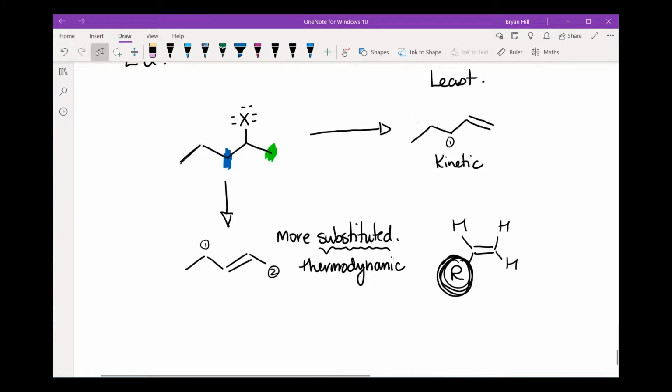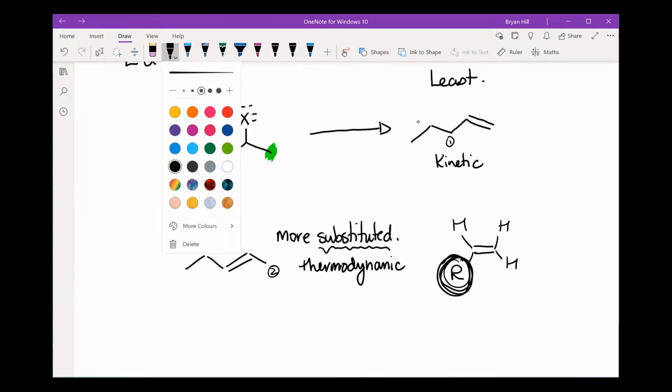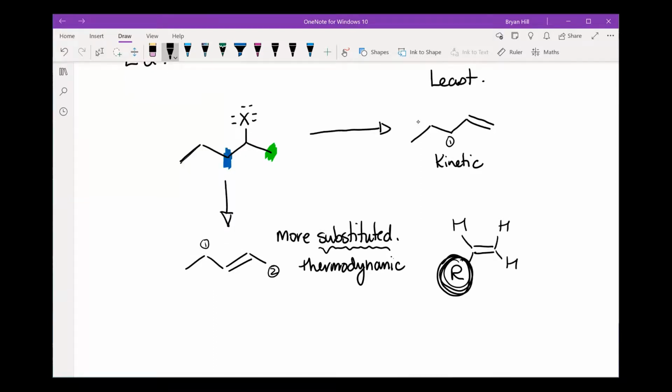Okay, so when elimination reactions were being discovered, it was a Russian chemist who basically discovered this. The reactions that he was doing were forming the most substituted product. If you're lucky enough to discover something, you get your name associated with it. So these more substituted thermodynamic products would be called Zaitsev's products.